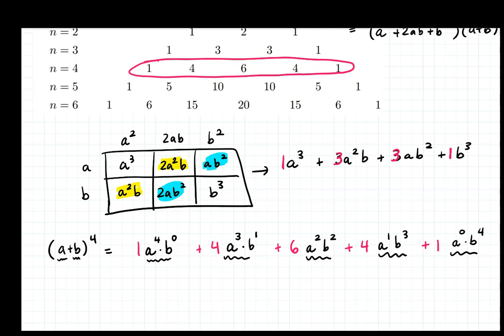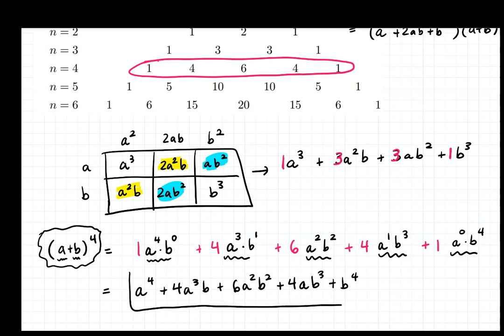Now we can clean this up a little bit because 1 times anything is itself, and when you raise something like b to the 0 power, that also becomes 1. So if we go through and simplify these, my first term would be a to the fourth power plus 4a cubed b plus 6a squared b squared plus 4ab cubed plus b to the fourth power. So in terms of the original example, if we are expanding a plus b to the fourth power using Pascal's triangle, this thing here is our final answer.